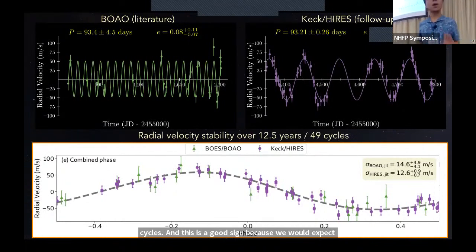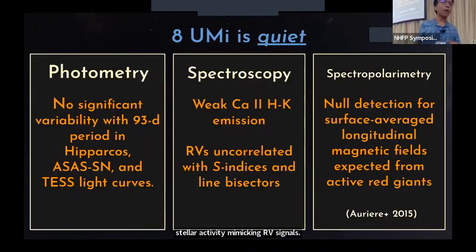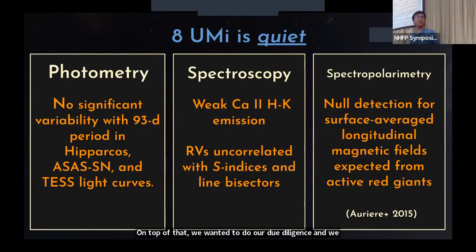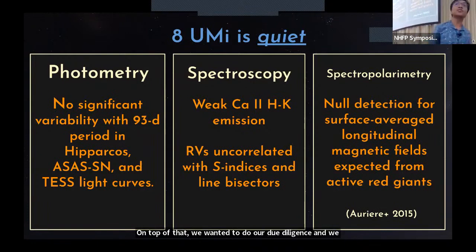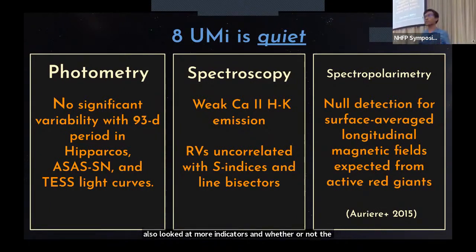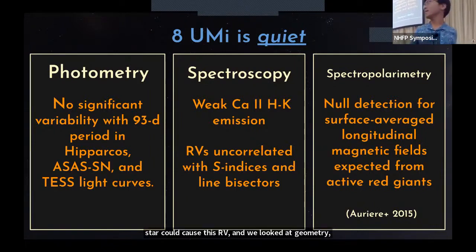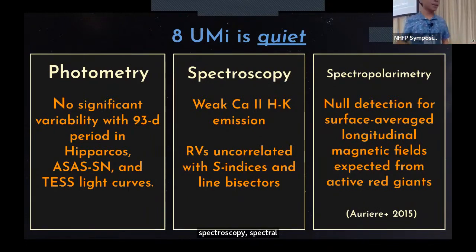On top of that, we wanted to do our due diligence, and we also looked at more indicators of whether or not the star could cause this RV signal that we're seeing. We looked at photometry, spectroscopy, and spectropolarimetry, and all of these seem to indicate that the star is quiet. There are no signs of activity that could mimic an RV signal with a 90-day period, which is the period of this particular planet.